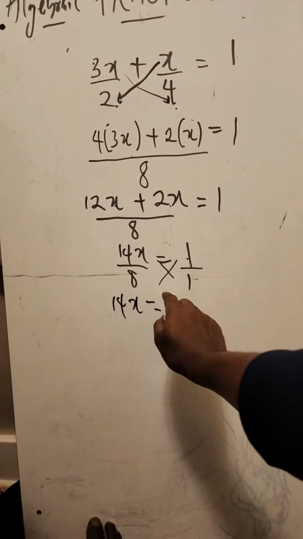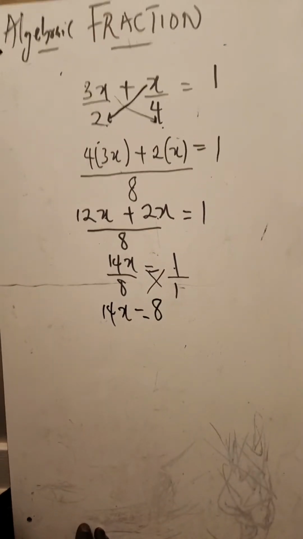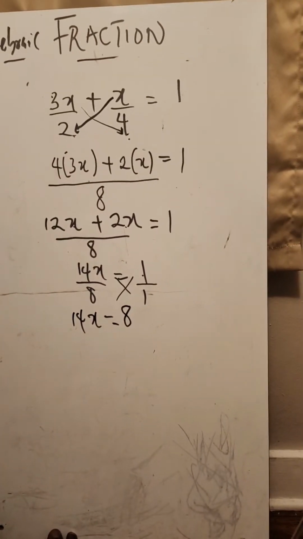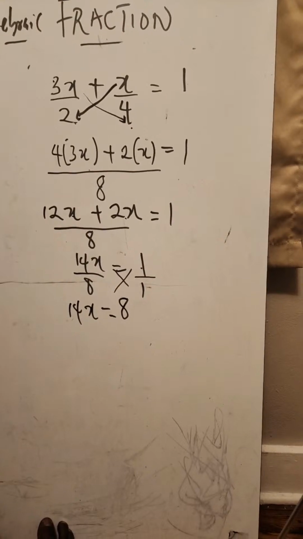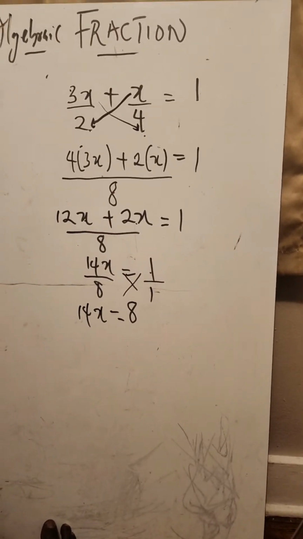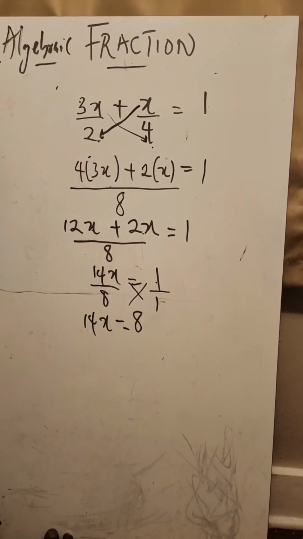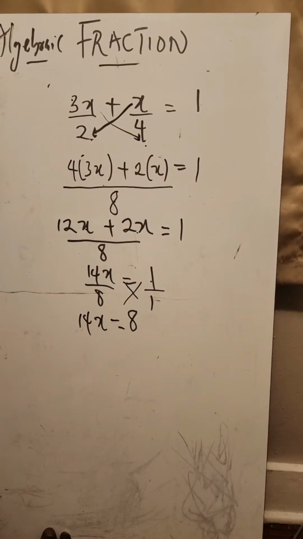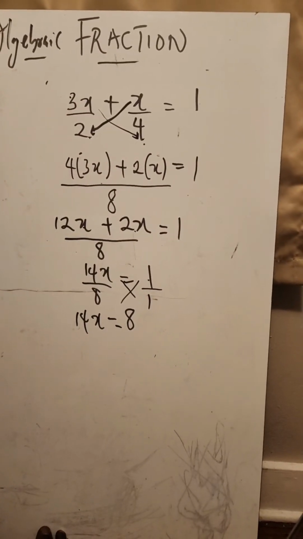1 times 8, we have 8. So from here, we have 14x equals to 8. In the comment section, can you tell me what to do to get the value of x? Now we have 14x equals to 8. What must be done to get the value of x?